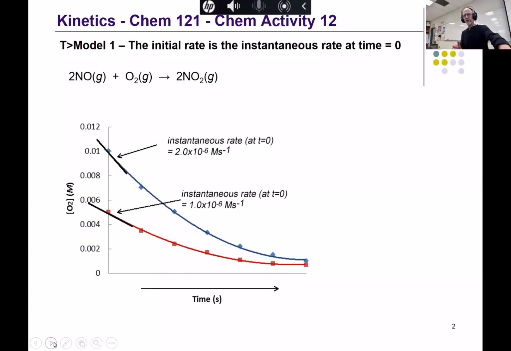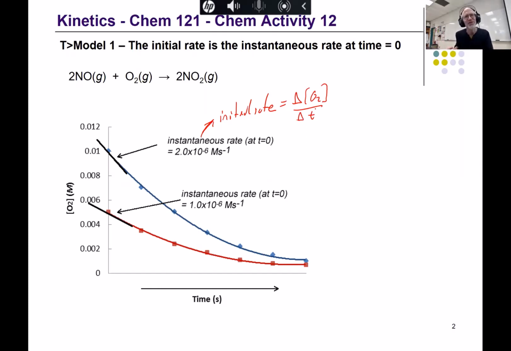Now you can see that I'm monitoring the rate of the reaction over time. But what I'm going to ask us to focus on is what is referred to as the instantaneous rate at time equal to 0. Another way of saying this is the initial rate. Again, in Chem Activity 11, this will be broken down a little more carefully, but you can think of the initial rate as the change in concentration of our oxygen gas over the change in time.